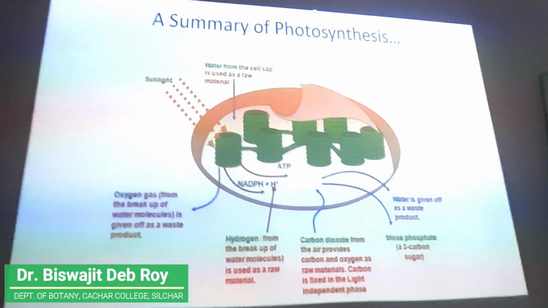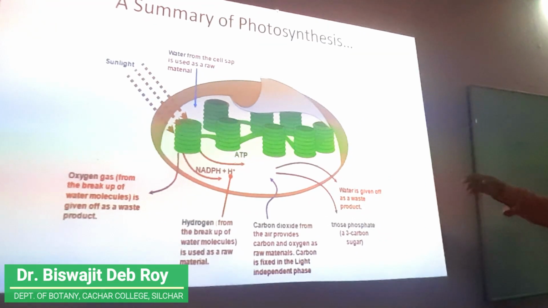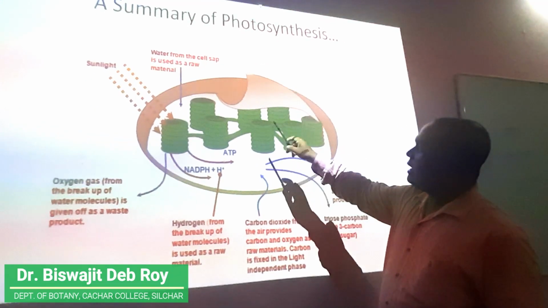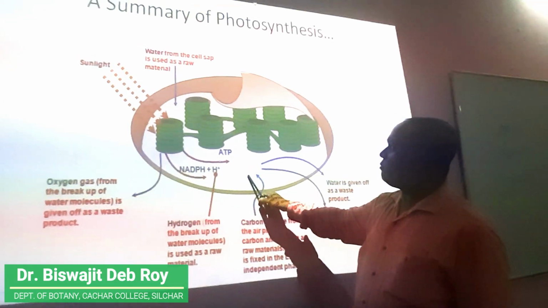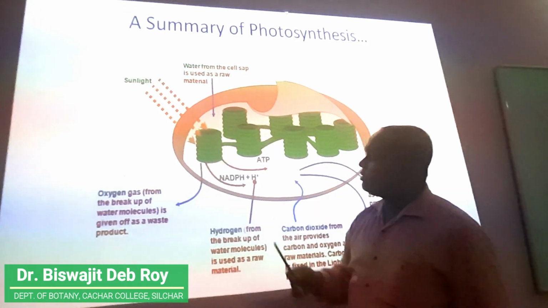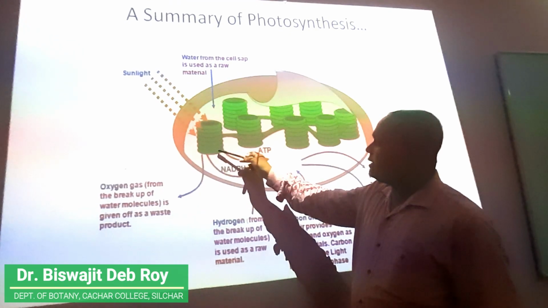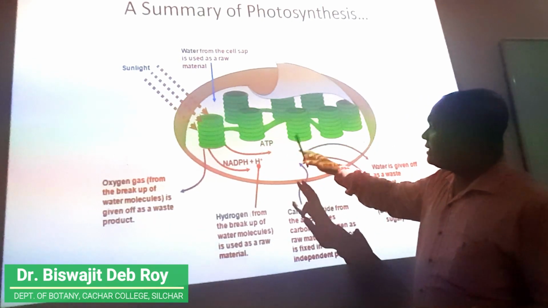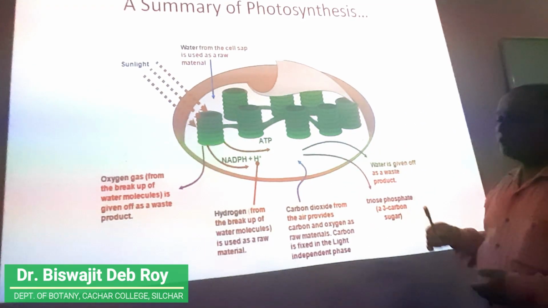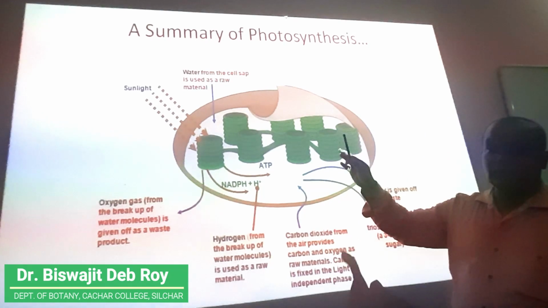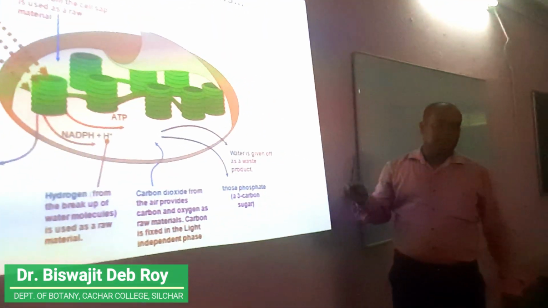Now, in the next slide, you see a summary of photosynthesis. The formation of these, I have already drawn on the blackboard. These are the grana, and these are the flat membranes, and this is the stroma. In the thylakoid, there are both appressed and unappressed parts. Sunlight is absorbed in the thylakoid membrane by the chlorophyll, and this sunlight is fixed into chemical energy in the form of NADPH and ATP. And this NADPH and ATP in the stroma are forming the glucose and water. So this is the main thing. Water from the cell sap is used as the raw material for photosynthesis. So the plant has to absorb water from the soil.